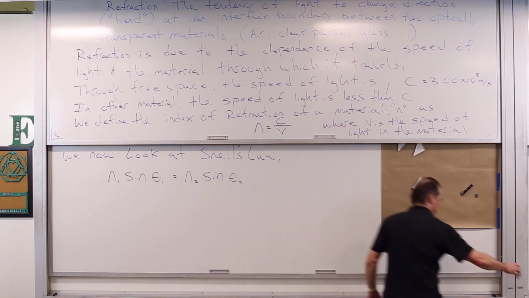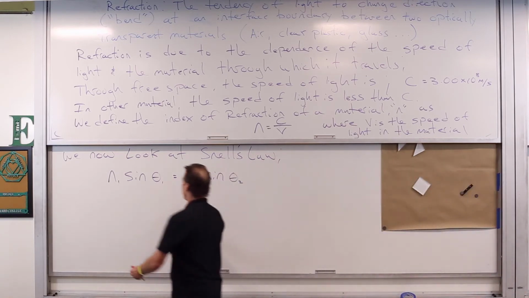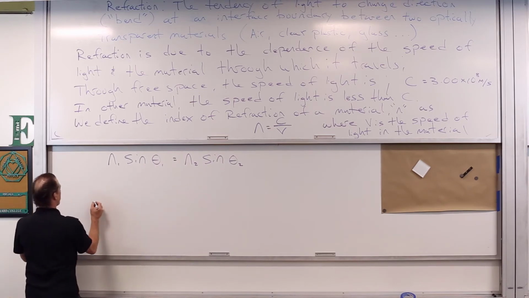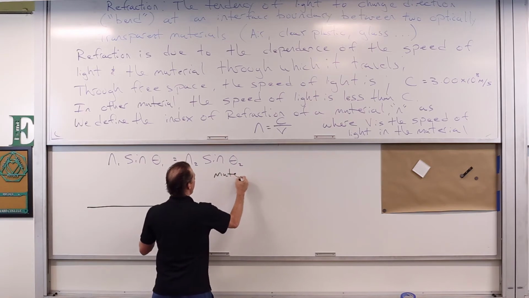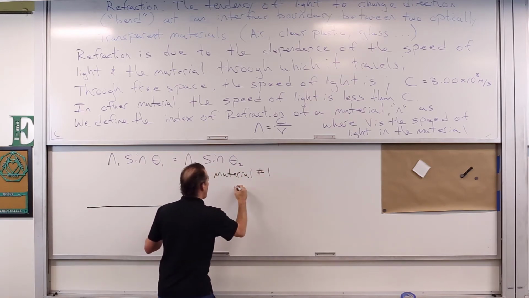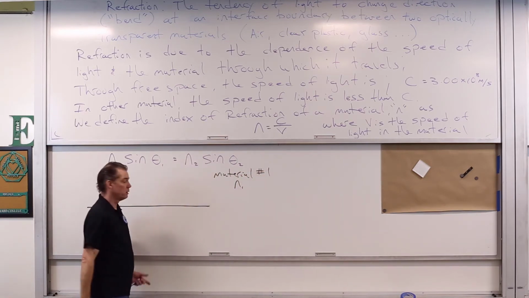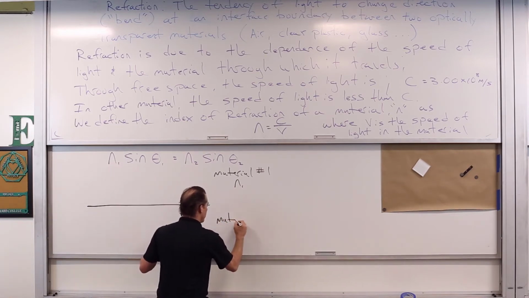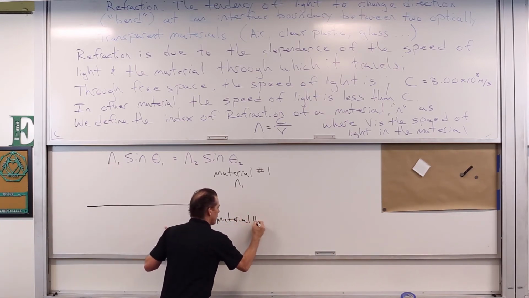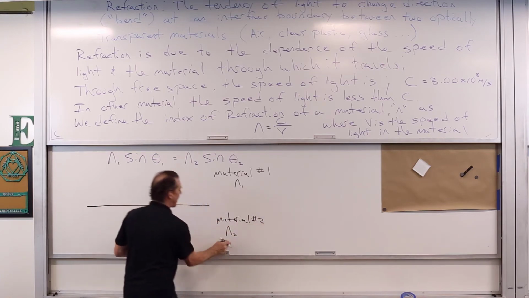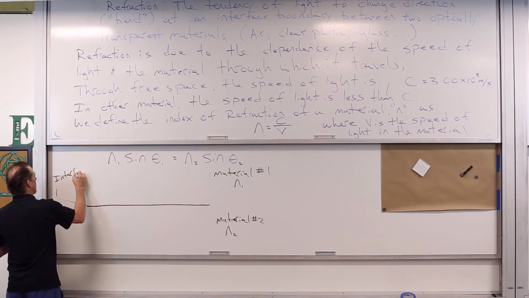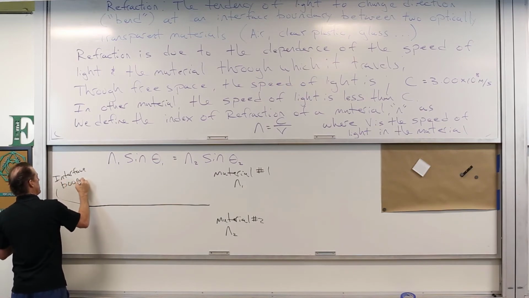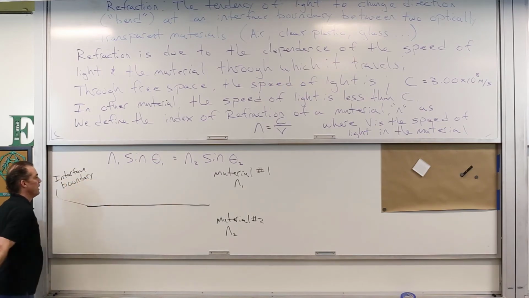So let's do this. So I'm going to take two materials. We can take material number 1, which has some index of refraction, N1, and then we can take material number 2, which has some index of refraction, N2. And here is an interface boundary between those two materials. What can we do with this?